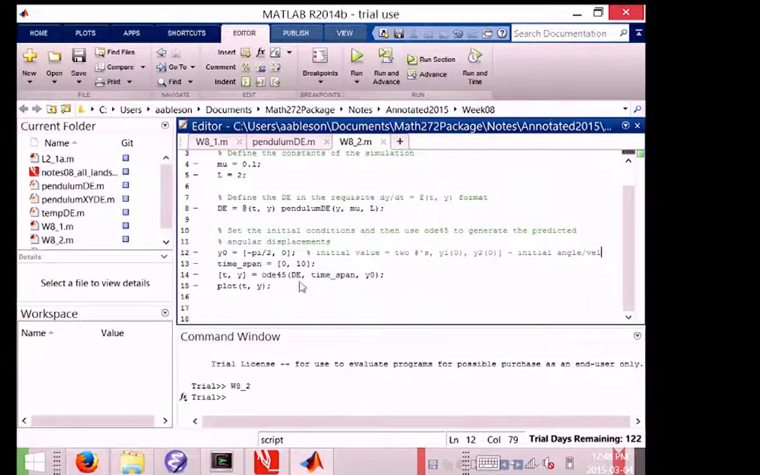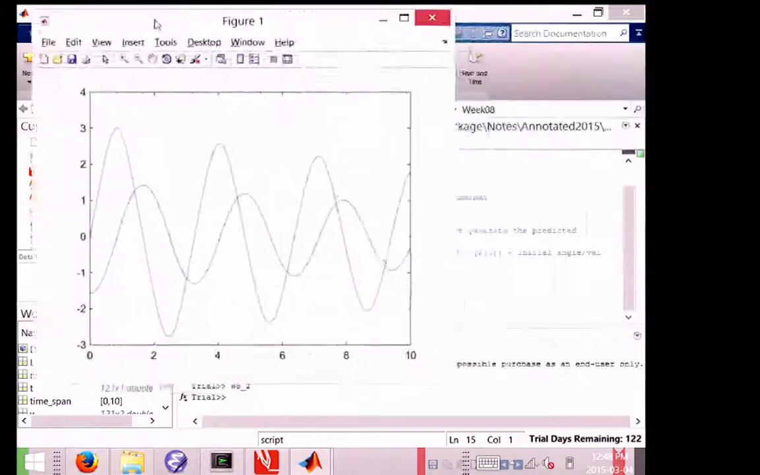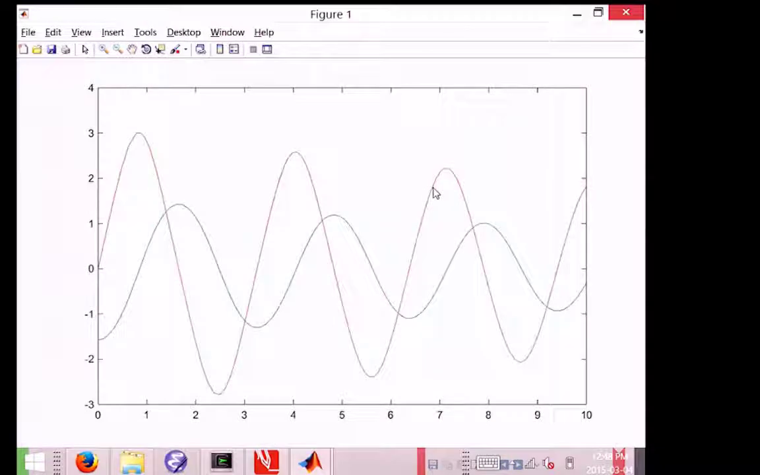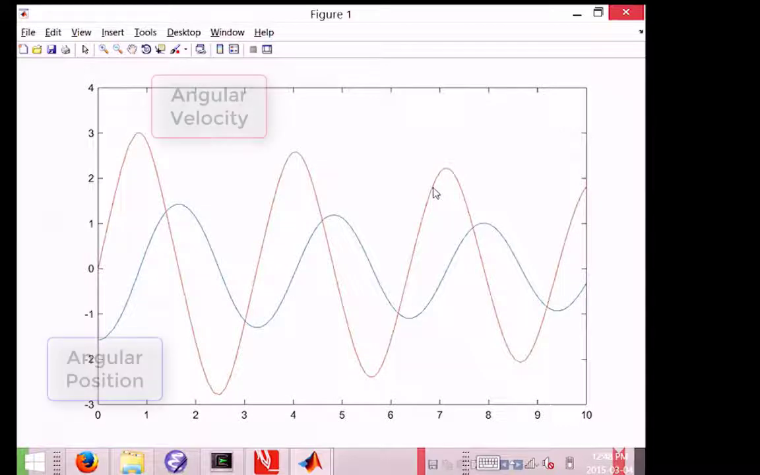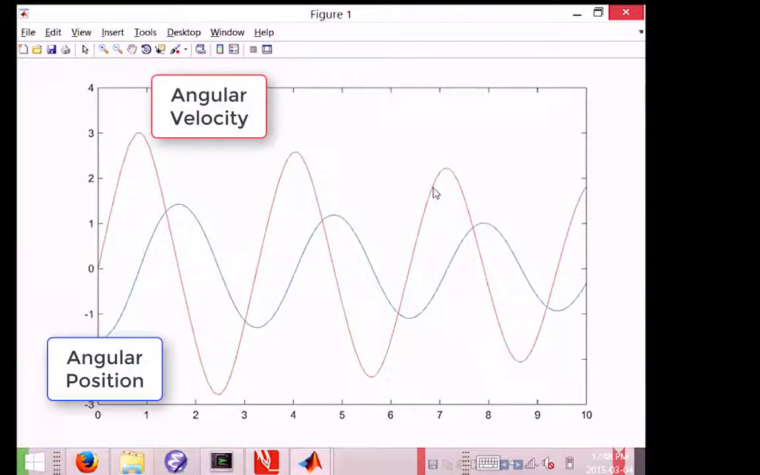The differential equation line is the solver, and this is what we get as our output. We get two curves. We plotted the y values, so one of these curves is what? Angle, and the other one is velocity. Position, velocity, exactly. So we can tell from those starting conditions, the red line is going to be our velocity because it started at 0, and the blue line is going to be our angular position.